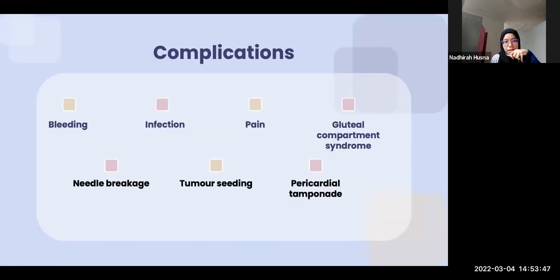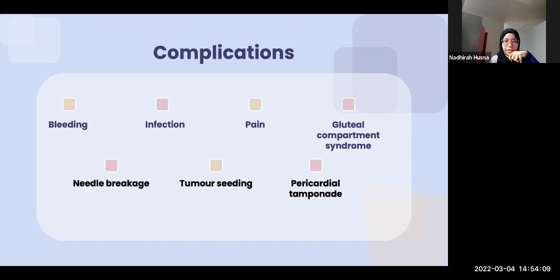For the complications, there are several complications of bone marrow aspiration and biopsy. The first three are the most important: bleeding, infection, and pain, because this is an invasive procedure. And then it can also cause gluteal compartment syndrome, and then needle breakage, but it is not that common.